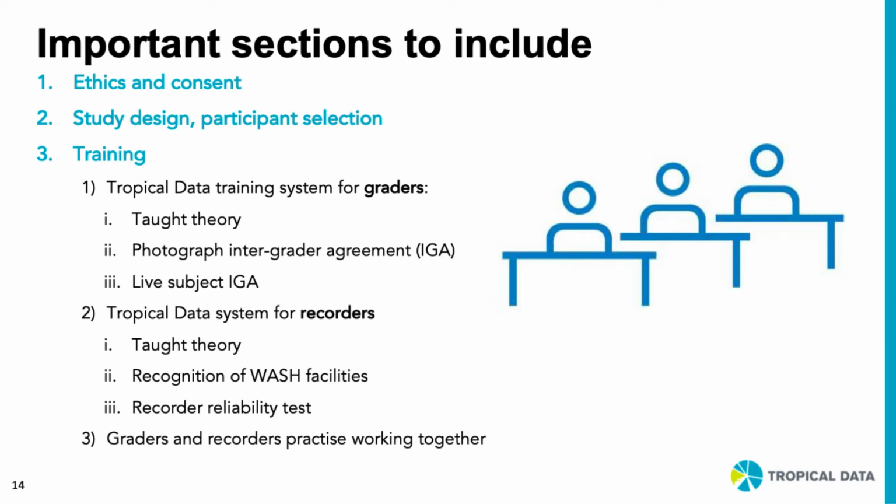The tropical data training system for graders includes taught theory, a photograph inter-grader agreement or IGA test, and a live subject IGA, whilst the system for recorders includes taught theory, recognition of WASH facilities, and a recorder reliability test. Graders and recorders who pass these tests then practice working together.